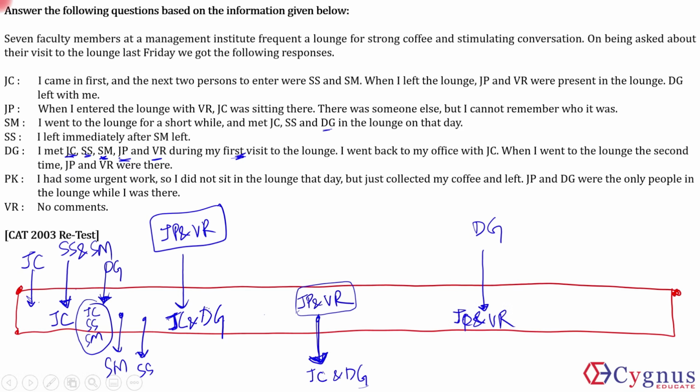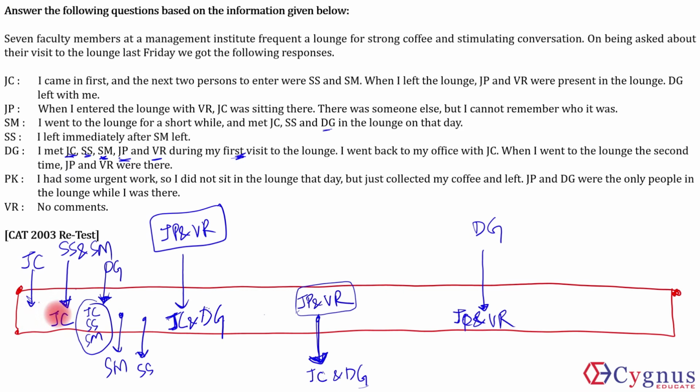Okay. Then PK says, "I had some urgent work, so I did not visit the lounge that day, but just collected my coffee and left." So PK basically came and immediately left. "JP and DG were the only people in the lounge while I was there." So JP and DG were the only people. Is there a point where JP and DG are the only people in the lounge?